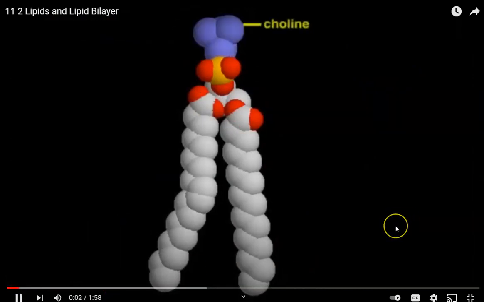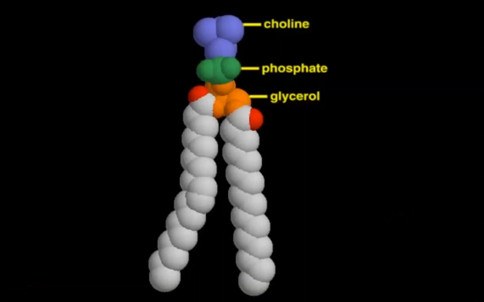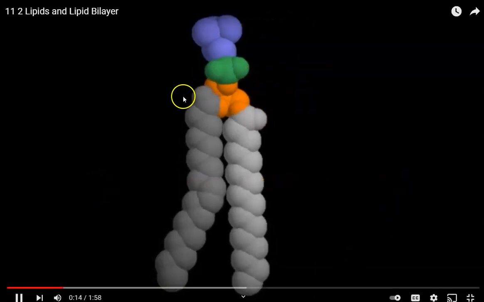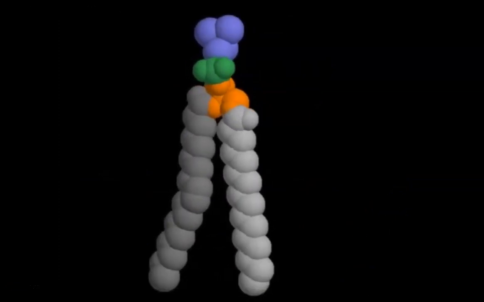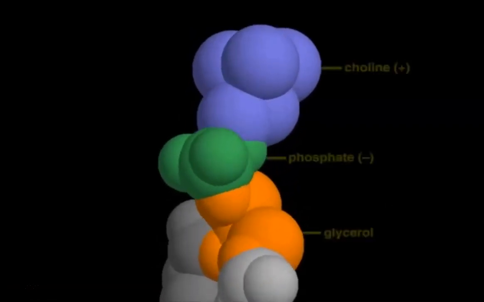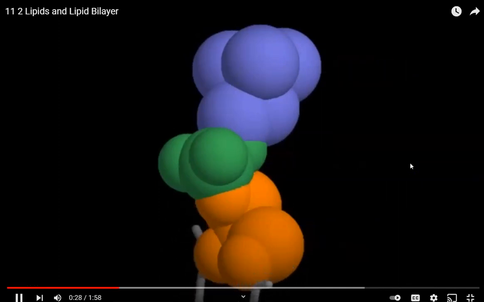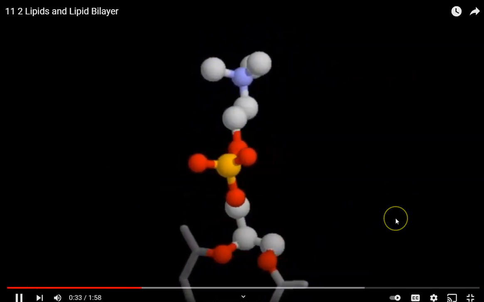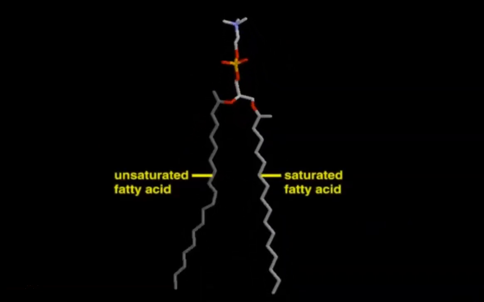Phospholipids contain a head group, choline in this case, that is attached via a phosphate group to a 3-carbon glycerol backbone. Two fatty acid tails are attached to the remaining two carbons of the glycerol. So there's that bend in the unsaturated fatty acid. The head groups and the phosphate are polar, that is, they prefer to be in an aqueous environment. So that's our polar head group. In contrast, the fatty acid tails are hydrophobic, that is, they are repelled from water.